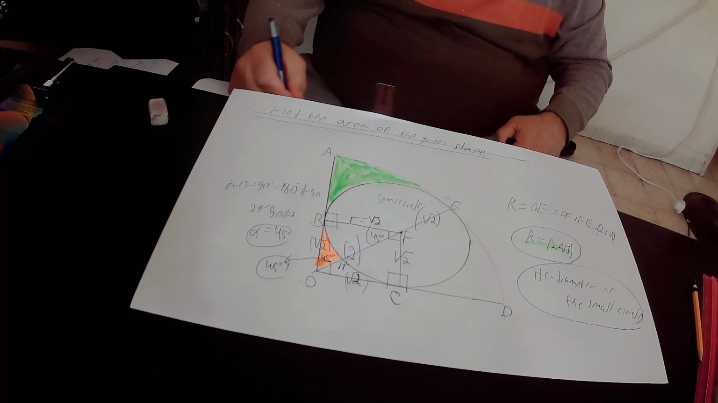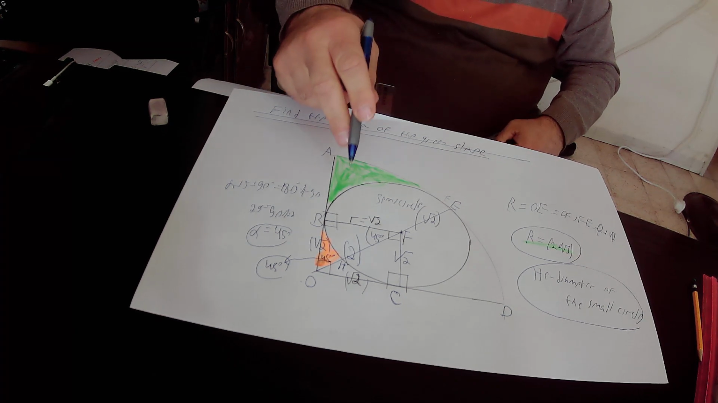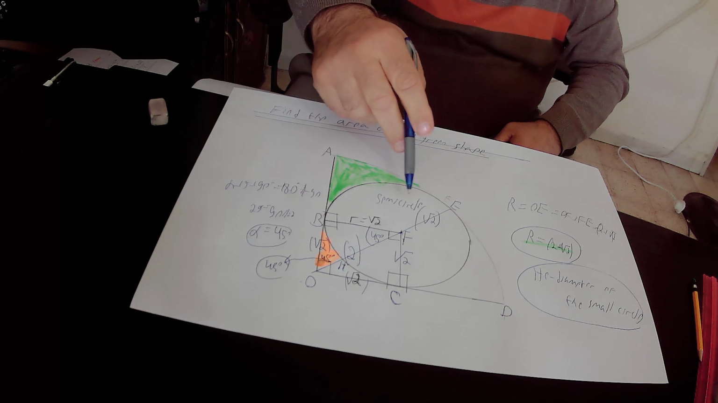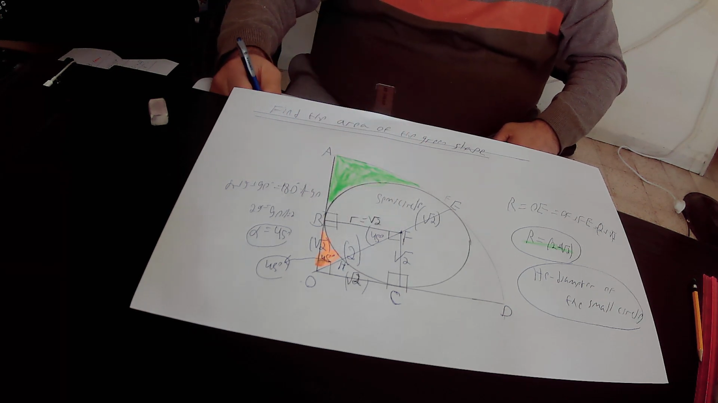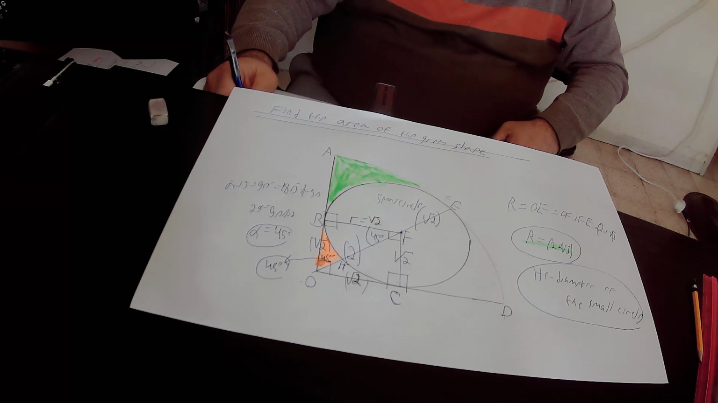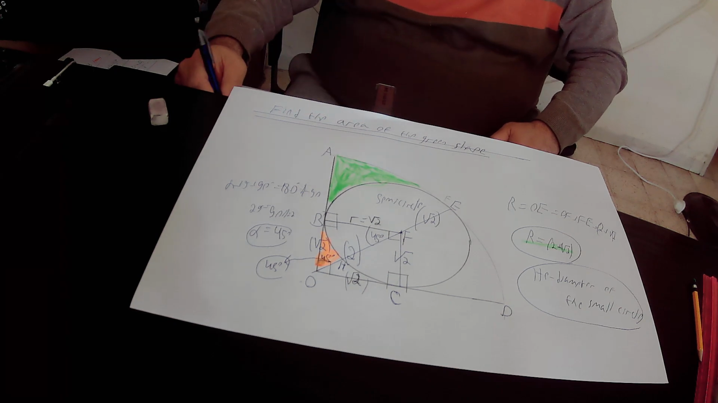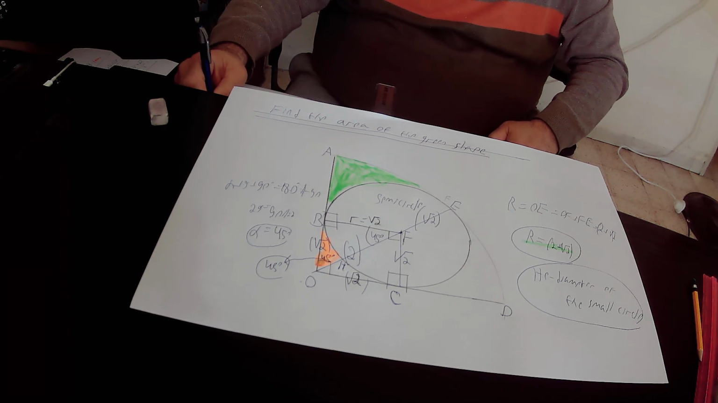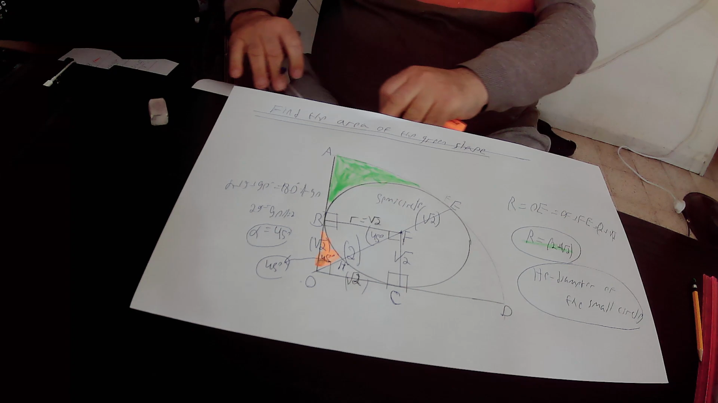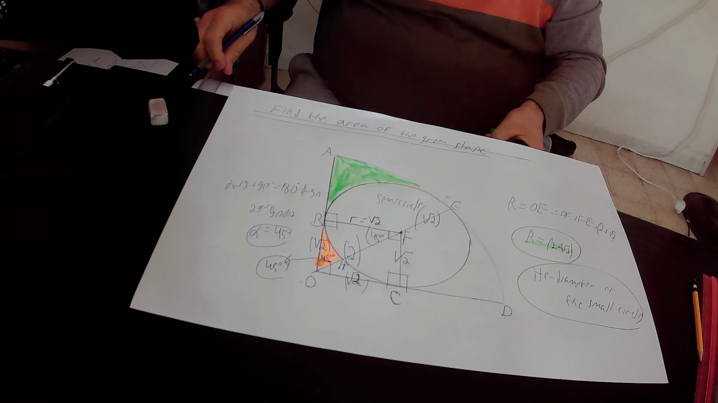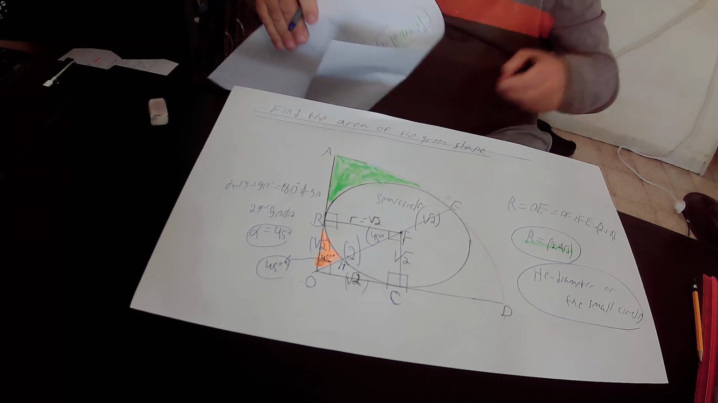From the drawing it is very easy to see that the area of shape BHO, the orange shape BHO, equals the area of the right triangle FBO minus the area of the small sector FBH. Repeat again.